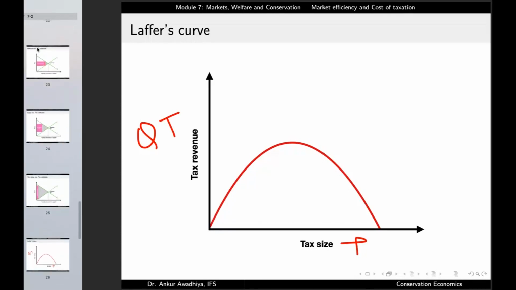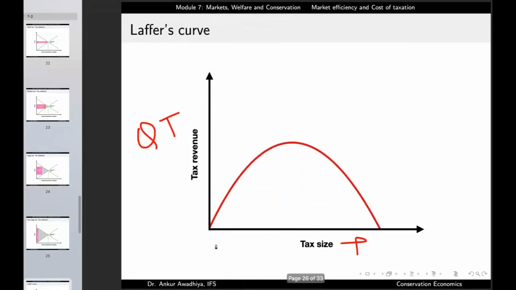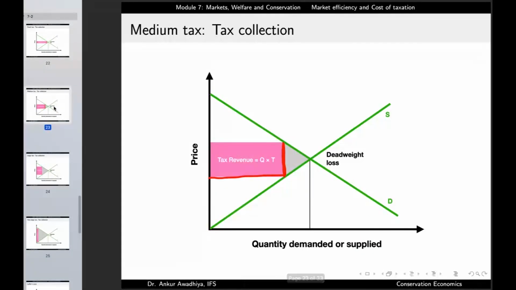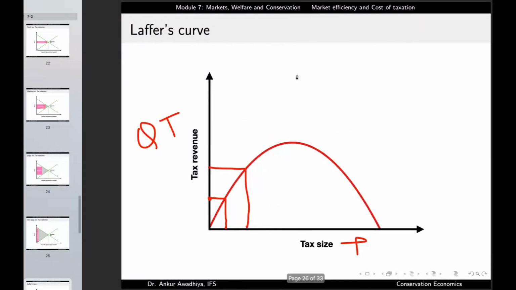What we were observing here, that in the case of a very small t, we were having a smaller value of the tax revenue. At a smaller value of t, at say this value of t, the value of the tax revenue is this much. But when you increase the size of t, then the tax revenue is higher. So with increasing t, the Q into T increases. Then it reaches a maximum. So we will have a maxima at this point.